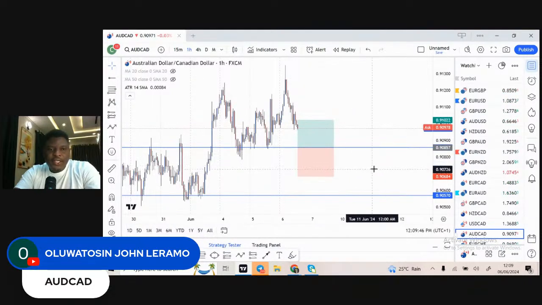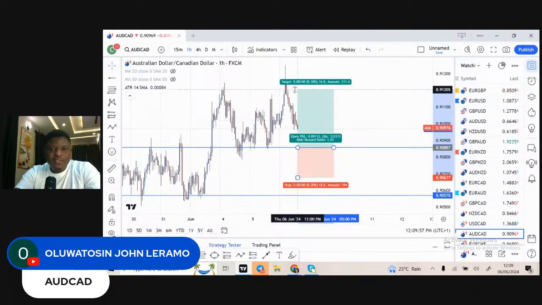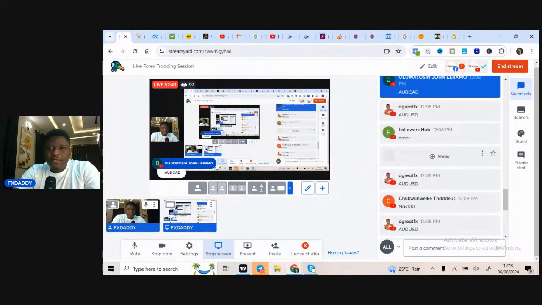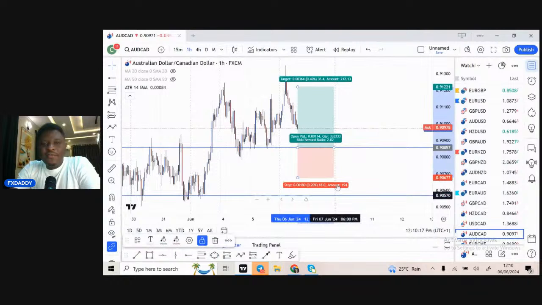ATR is 8 pips, so we can comfortably risk maybe 18 pips on this, and we can do a 1:2 risk to reward on AUDCAD. So this is good. The guy that mentioned it, Oluwatosin, I think this is a very good setup he just mentioned. All right, so I'll give you guys the coordinates shortly.